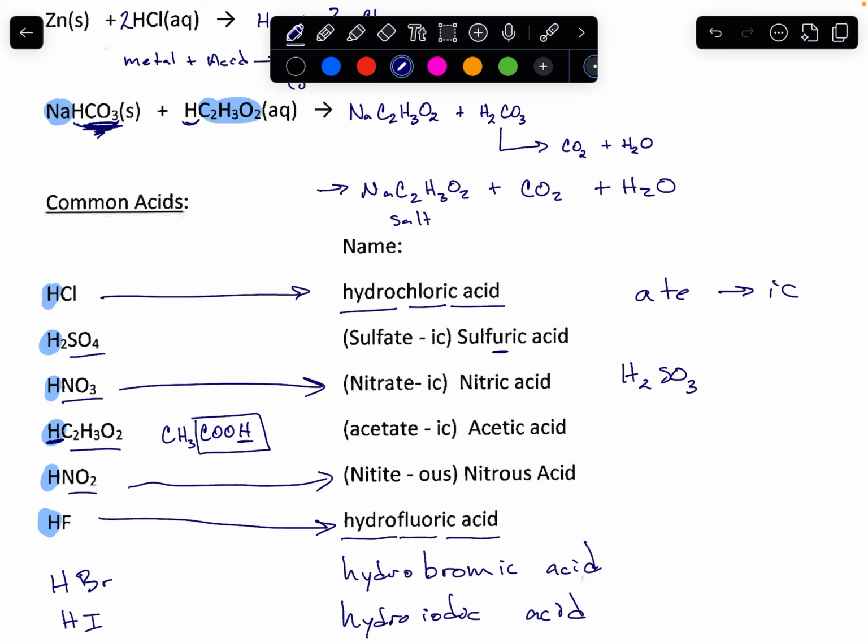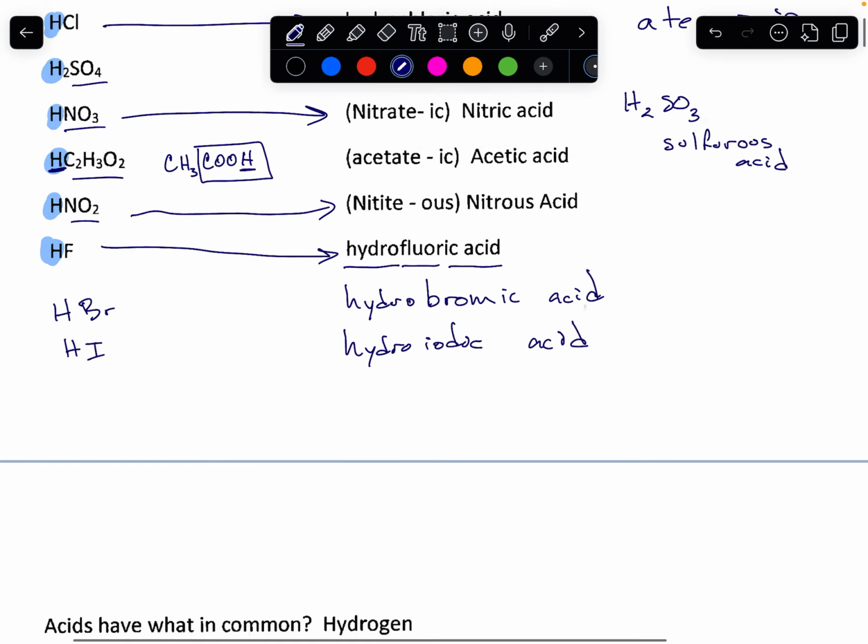But if I had H2SO3, this would be sulfurous acid. So some of them, you just got to kind of learn what might be a slight little tweak. But by and large, you've got a polyatomic, the ates go to ic, the ites go to ous, and then add the acid at the end. And if you have just one thing with hydrogen, it's going to be hydro, root, and then ic acid.